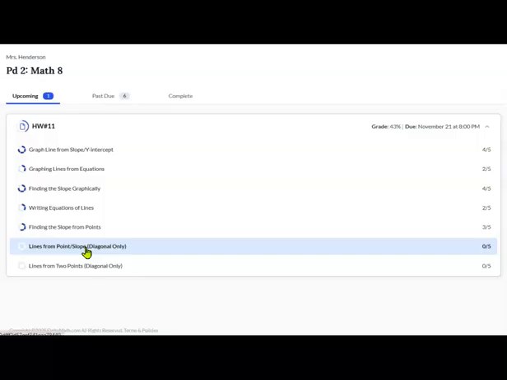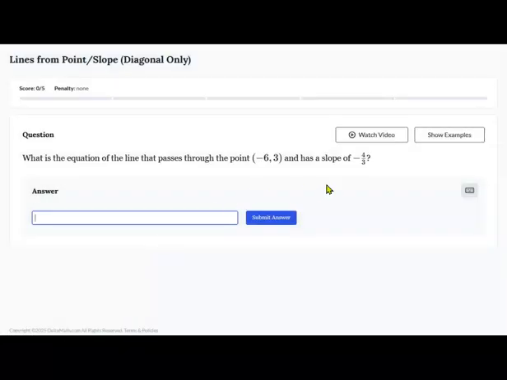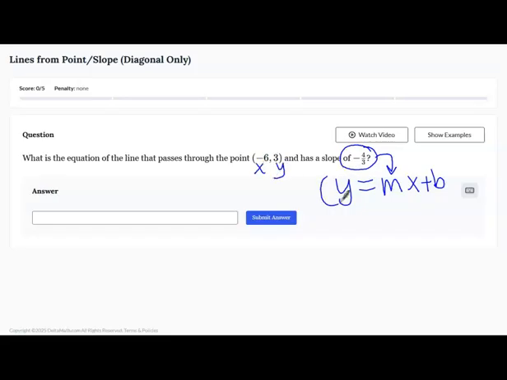The next topic asks you to write the equation of the line if we give you a point and one slope. So we are going to use this formula, y equals mx plus b, by erasing and replacing the m value and erasing and replacing the x and y values. When we do that, that will give us a sentence with just the letter b in it.